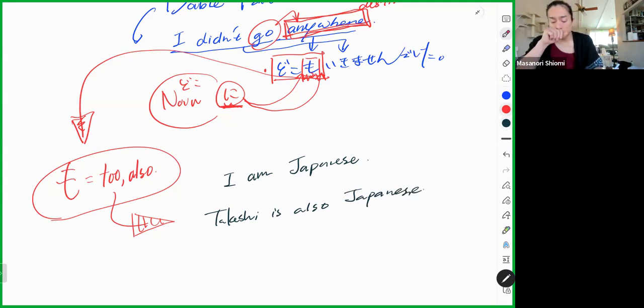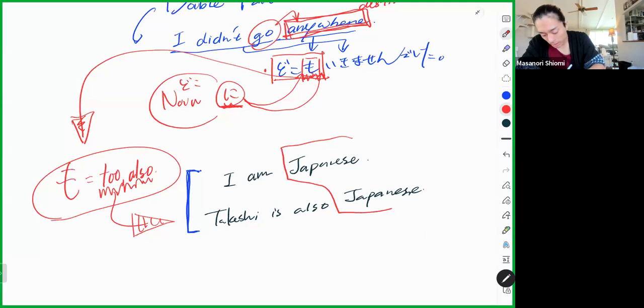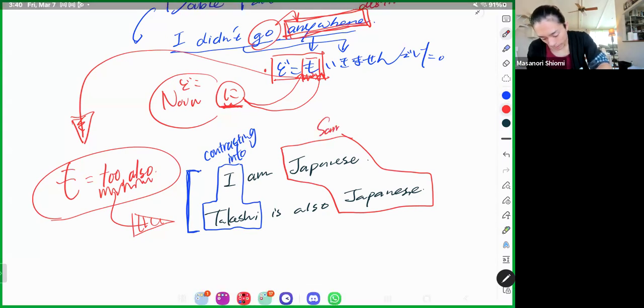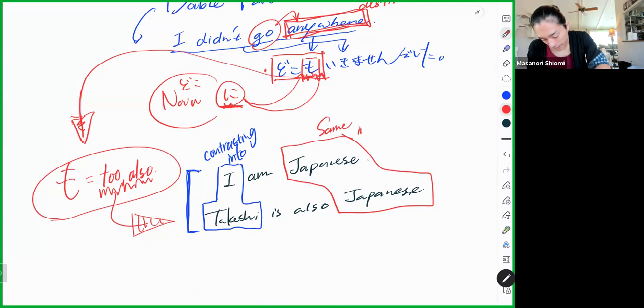To quickly review the particle mo. Of course, since it means also or too, we use the particle mo in a context where we are comparing two sentences, contrasting two sentences, meaning I am Japanese, this is same info. And then there's contrasting info. I am Japanese and Takeshi is also Japanese. So with that, contrasting info and same info, we can always figure out whenever we use the particle mo, right?